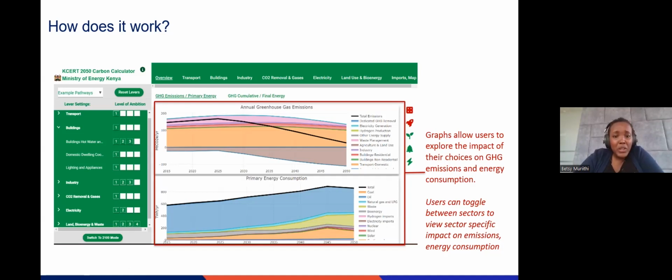I can continue. So basically, you have graphs at the center there. The graphs change for different views. So you have the overview of the annual greenhouse gas emissions, and then the primary energy consumption. What the graphs allow you is to explore the impact of different choices on greenhouse gas emissions and energy consumption. As you move up and down the different levels, you have changes in terms of whether it's increasing or decreasing the greenhouse gas emissions.